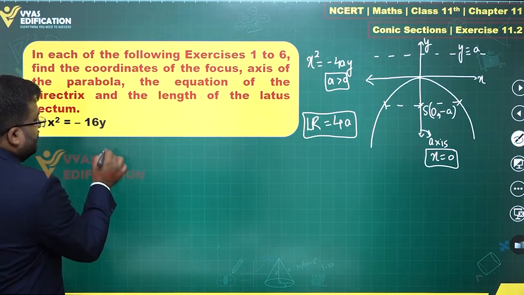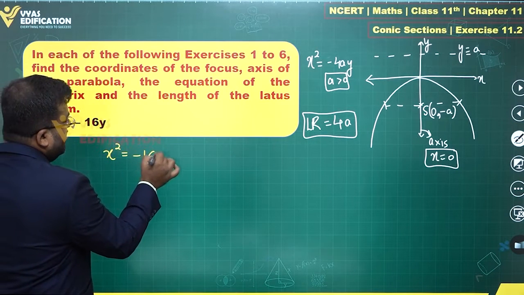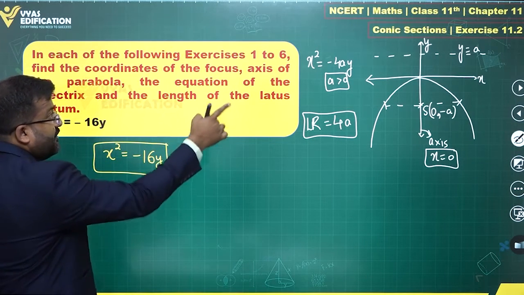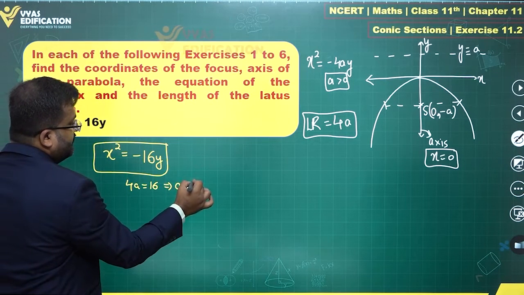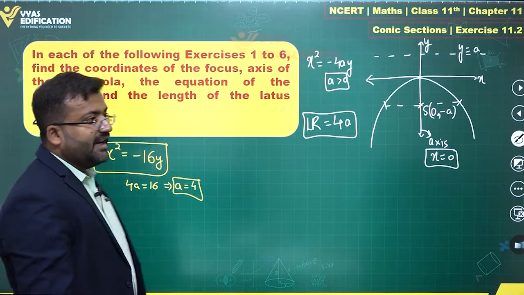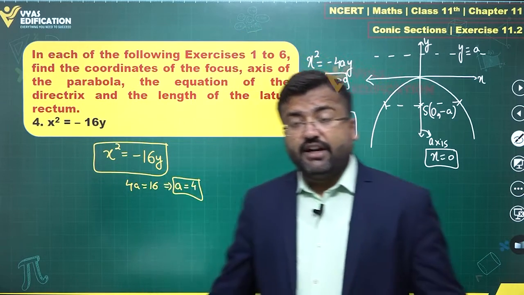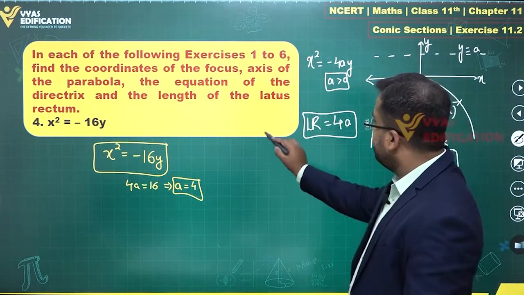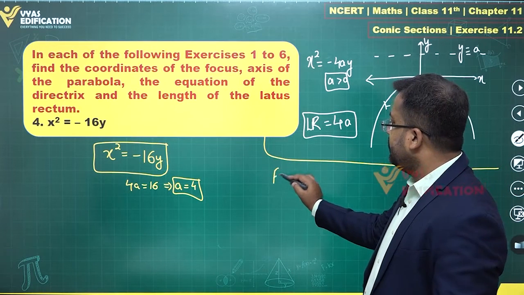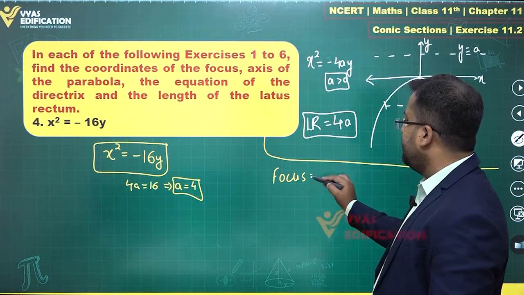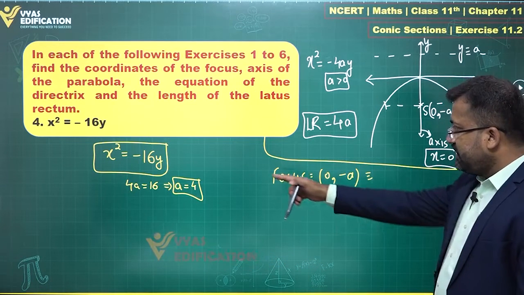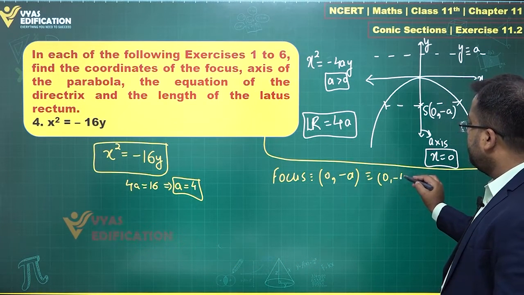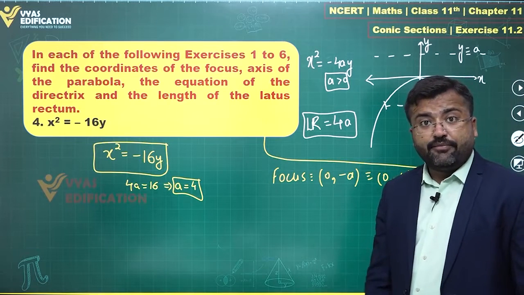for this x square is equal to minus 16y. Let's compare with that original. 4a is equal to 16 implies a equals 4. Okay, once you know that a equals 4, can you identify the focus easily? Yes, focus. The first thing that is important is focus. Focus will be 0 comma minus a, which is actually 0 comma minus 4 in this particular question, right?